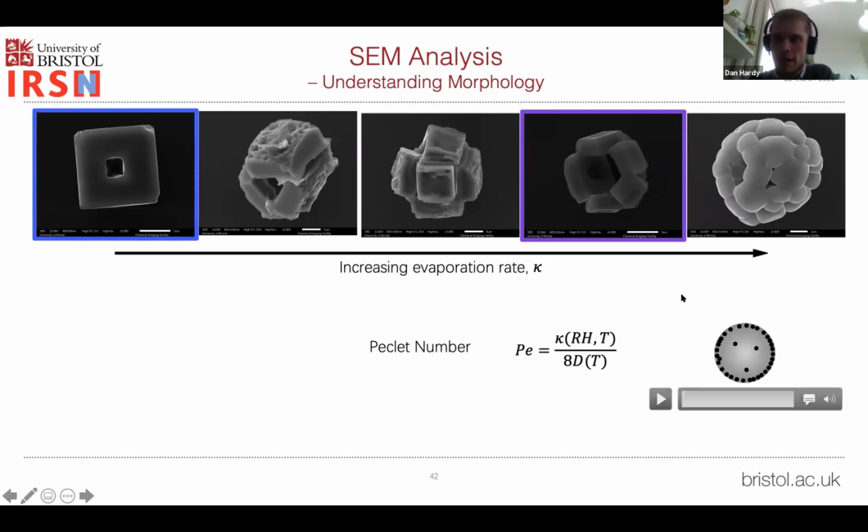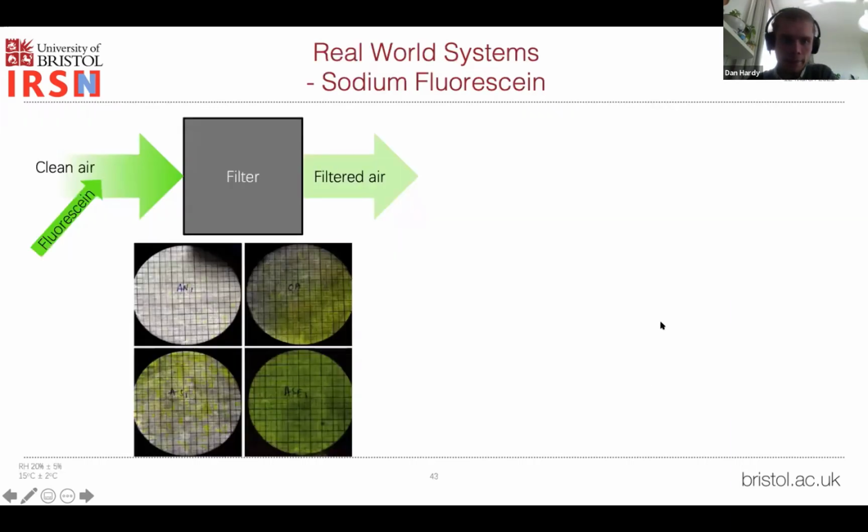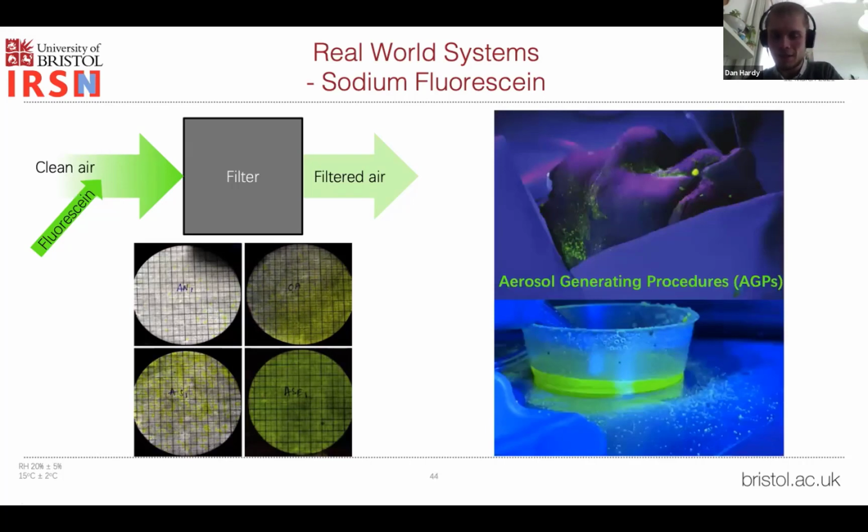I'll just quickly show you a real world example. A really useful example for my industrial funder is sodium fluorescein. It's quite a heavy, partially organic system. It's used as a dye, a tracer in filters. So you stick it in one side of the filter and see what turns up green on the other side of the filter, and it tells you how good your filter is. Also, in the current pandemic we're in, it's being used a lot as a tracer for aerosol generating procedures in medicine.